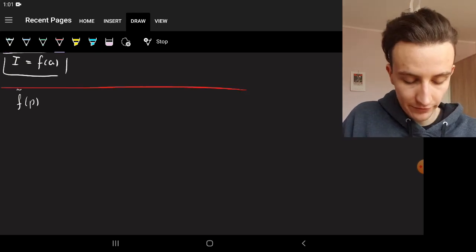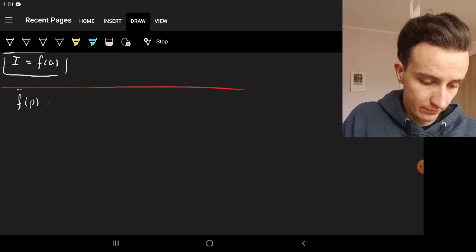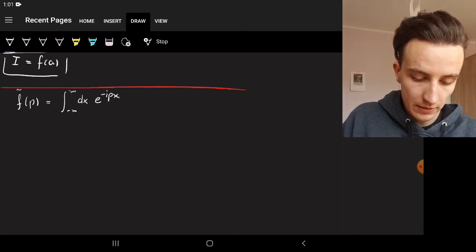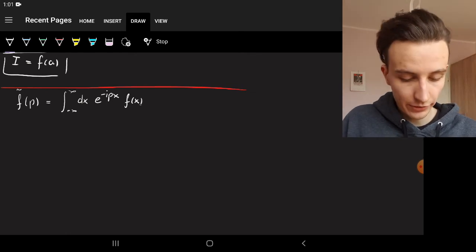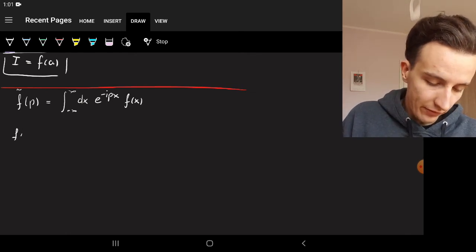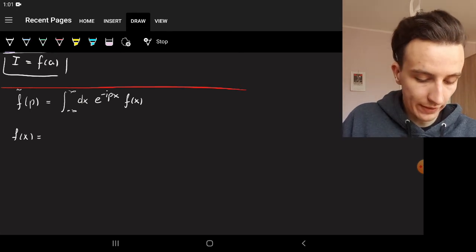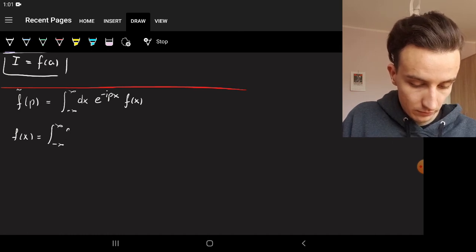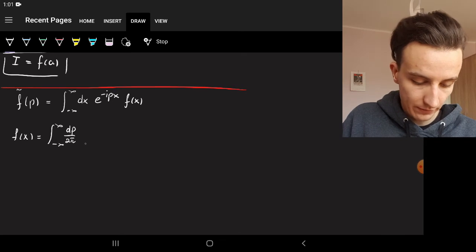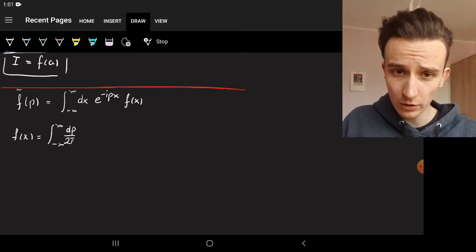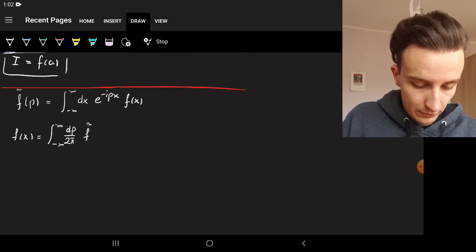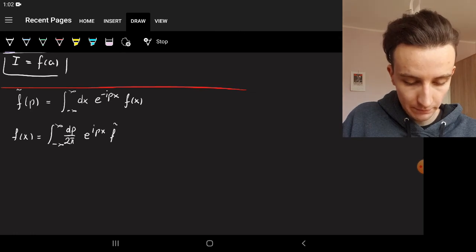Like that. Of f of x as f tilde of p equals the integral from minus infinity to infinity dx e to the minus ipx f of x. This is how we define a Fourier transform. And then to get f of x back, we need to integrate again, this time with a constant 1 over 2 pi for normalization of, well, let's do e to the ipx f tilde of p.